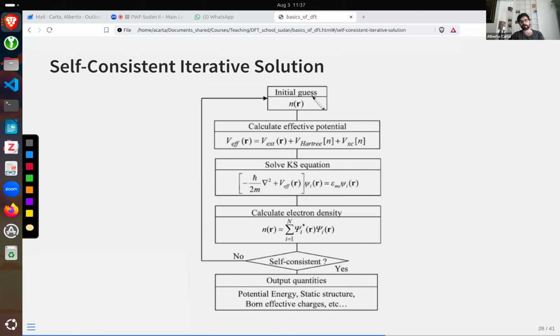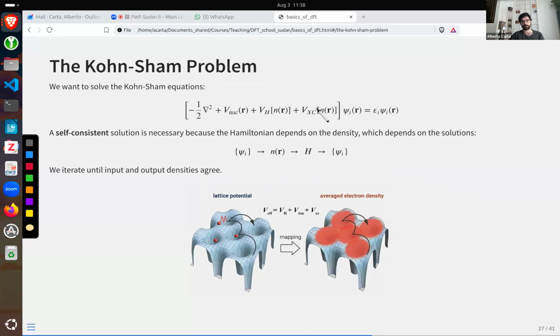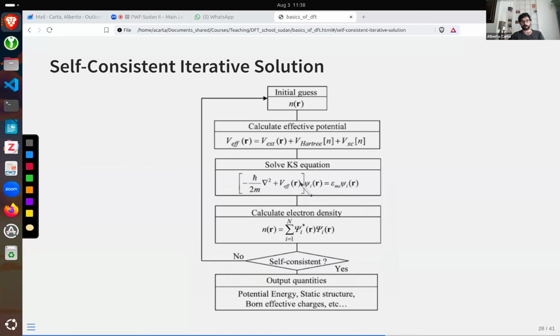So the idea is that we start with an initial guess of the density. The density allows us, as I said before, to calculate the effective potentials that these fictitious non-interacting electrons feel. This potential goes into the Kohn-Sham equation that you saw here. We need to solve this Kohn-Sham equation and find the eigenvalues and eigenvectors. From this, we are going to compute the electron density, and then we are going to check whether we got to self-consistency or not.